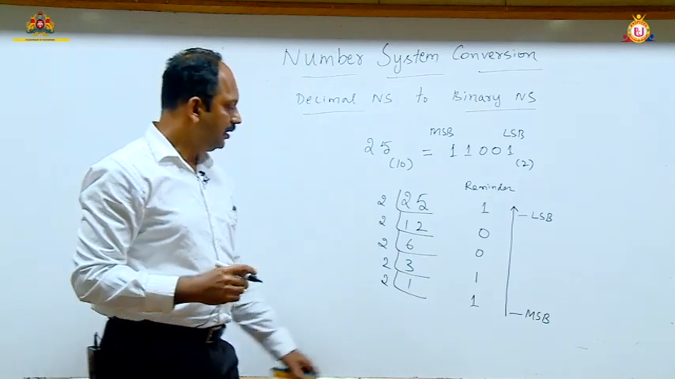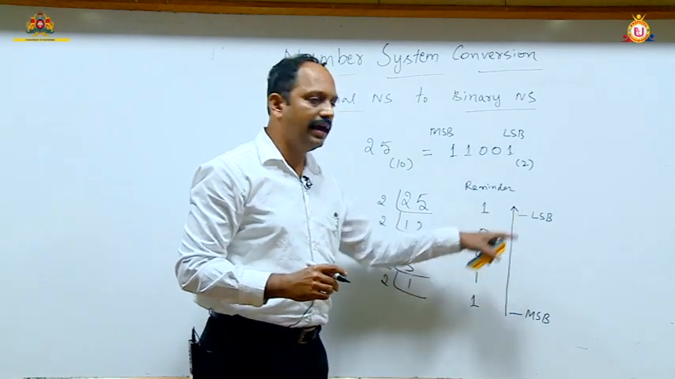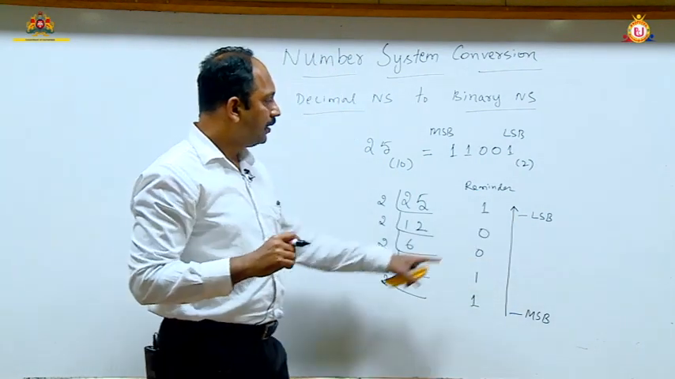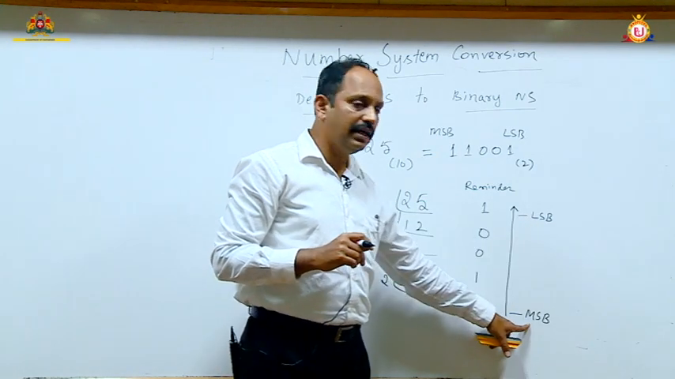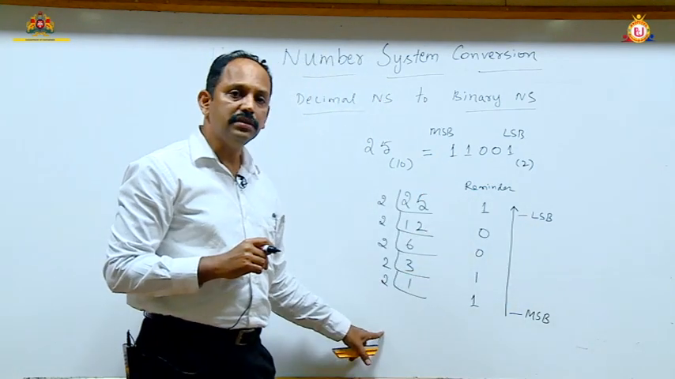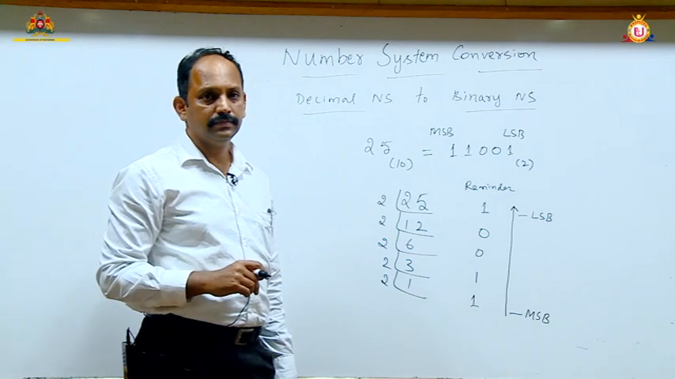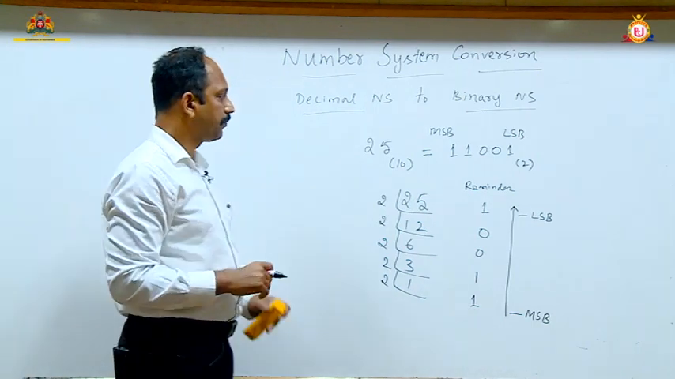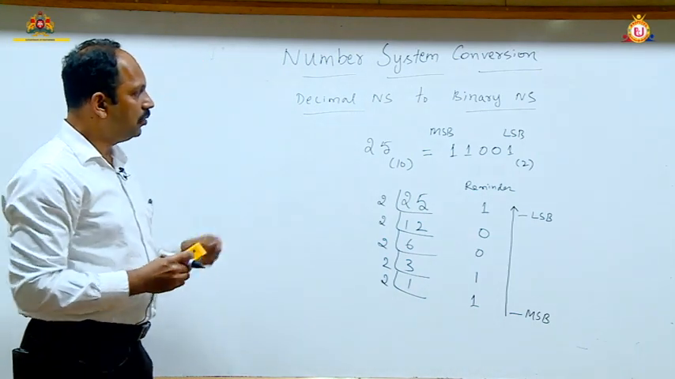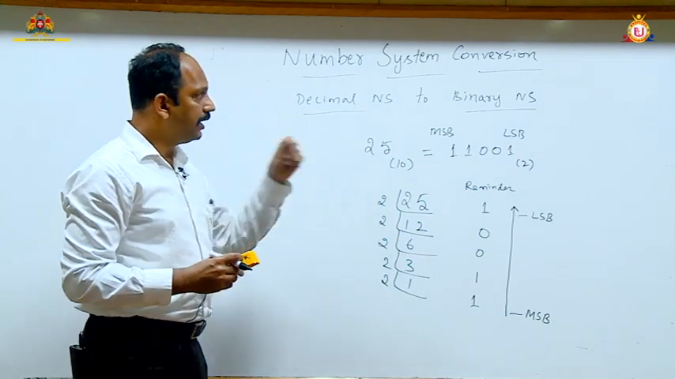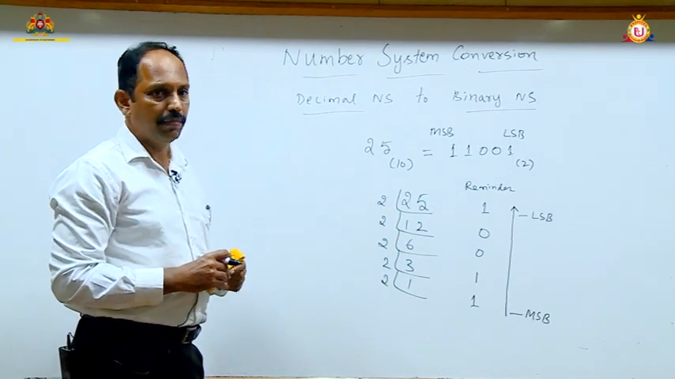So it is better to always draw an arrow like this, or note the position of the LSB and the MSB in the sequence of this operation. I hope you have understood. So this is how a decimal number can be converted to a binary number.